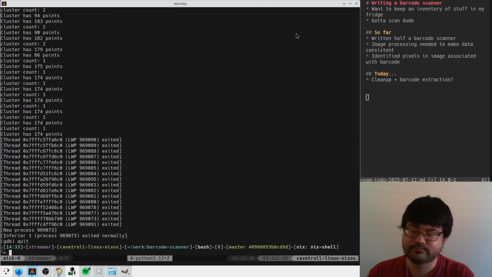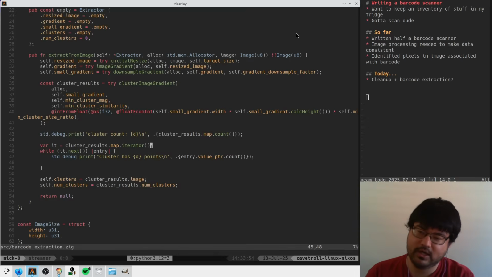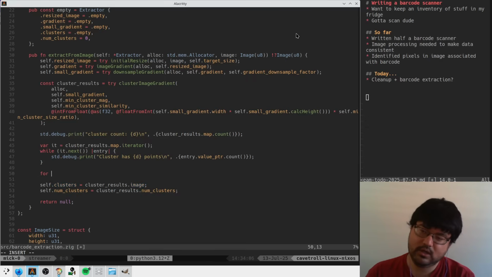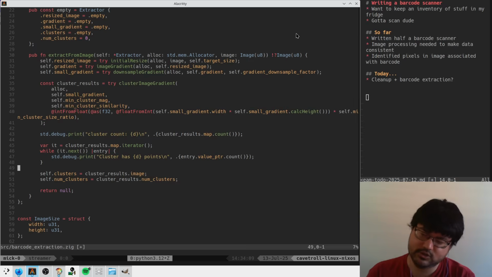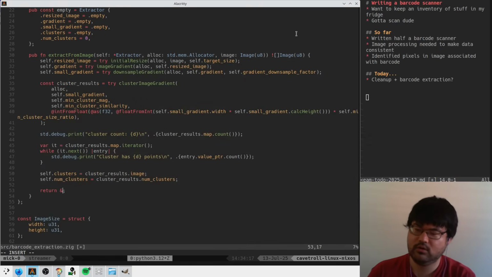So all that to say that we should just be able to iterate over clusters and do something with them. It also seems like this thing is actually going to return a list of images, right? Because we're going to have multiple potential answers.